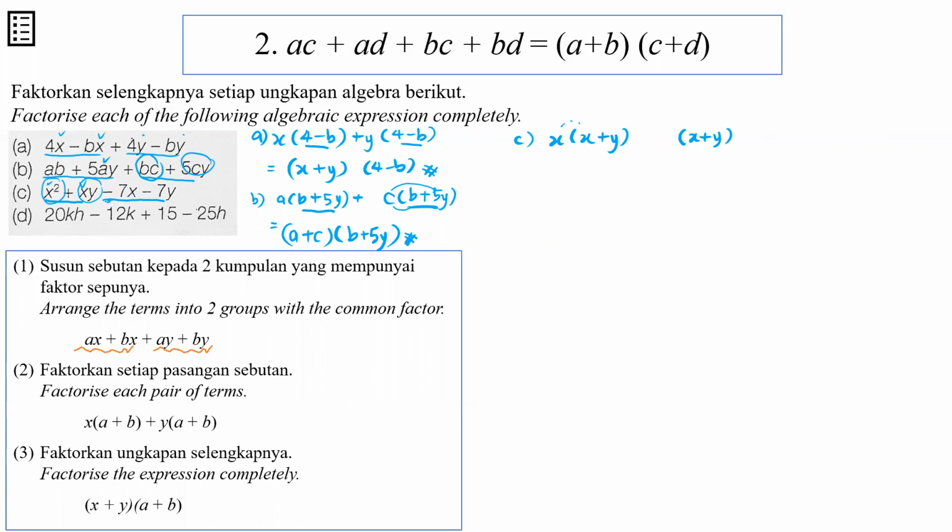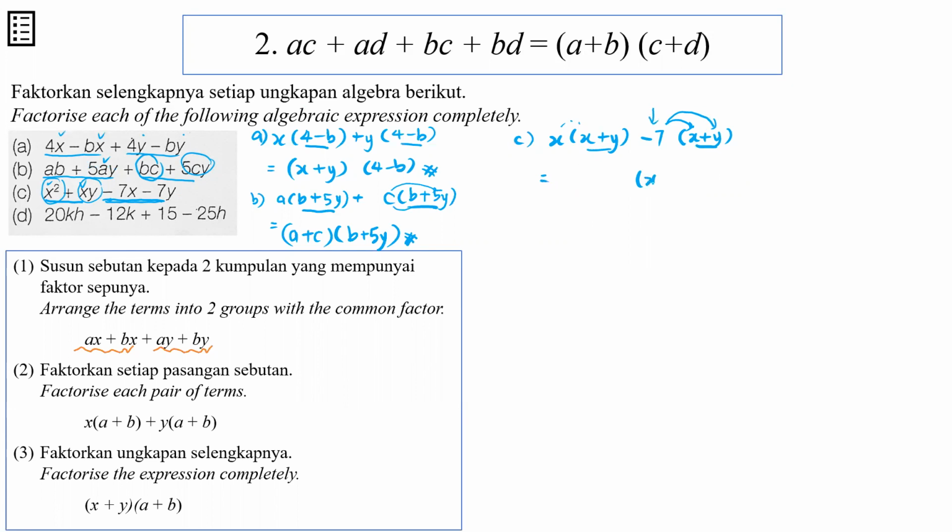So then we work backwards. How do I get back negative 7x? Times what to get back negative 7x? We multiply with negative 7, isn't it? Negative 7 times x, we get back negative 7x. Negative 7 times y, we get back negative 7y. So this way will help us to ease the process of finding the factor outside, especially when dealing with negatives.